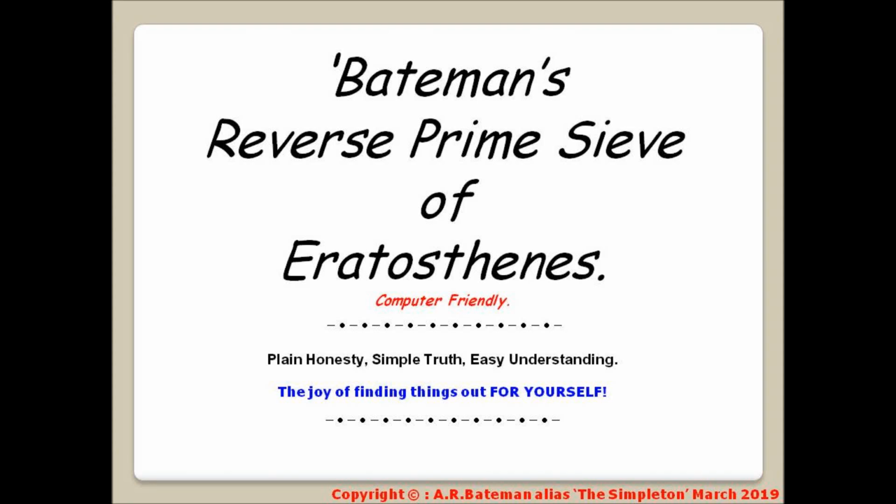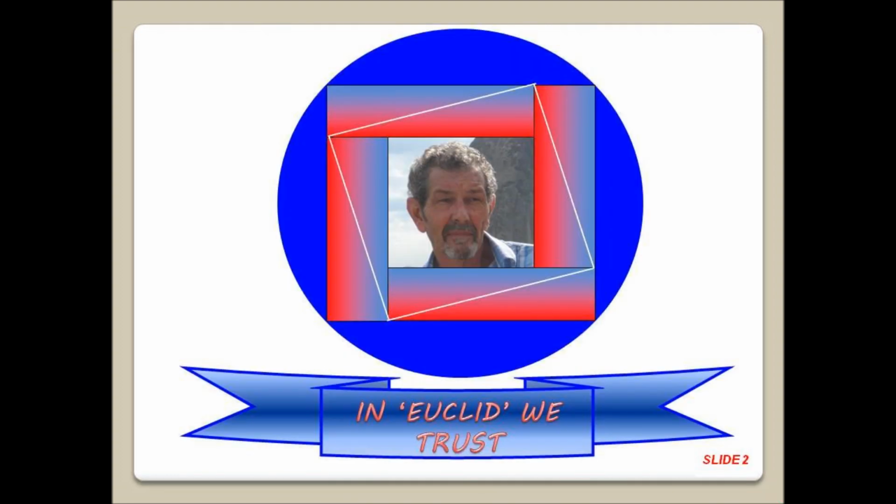Bateman's reverse prime sieve of Eratosthenes. Computer friendly. My motto: plain honesty, simple truth, easy understanding, the joy of finding things out for yourself. The simpleton's mathematical coat of arms. In Euclid we trust.